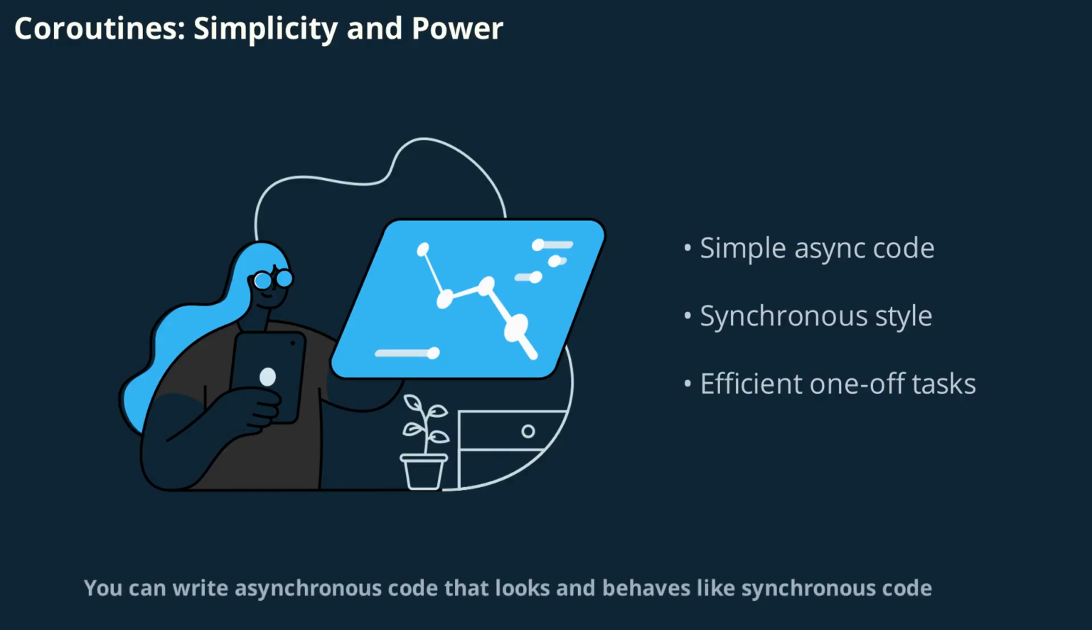One of the biggest advantages of coroutines is their simplicity. You can write asynchronous code that looks and behaves like synchronous code. This reduces complexity and makes your logic easier to follow. Coroutines are powerful tools for handling one-off tasks efficiently.